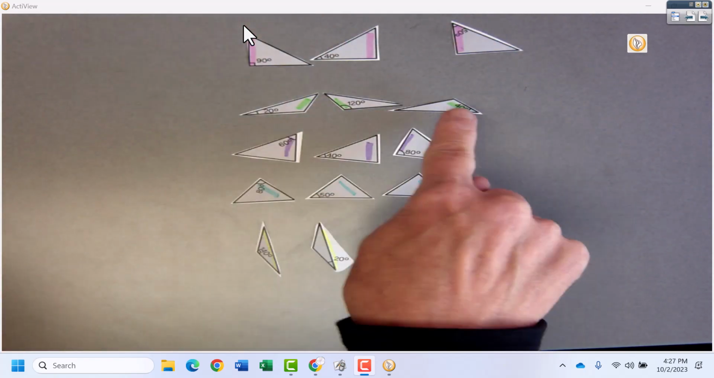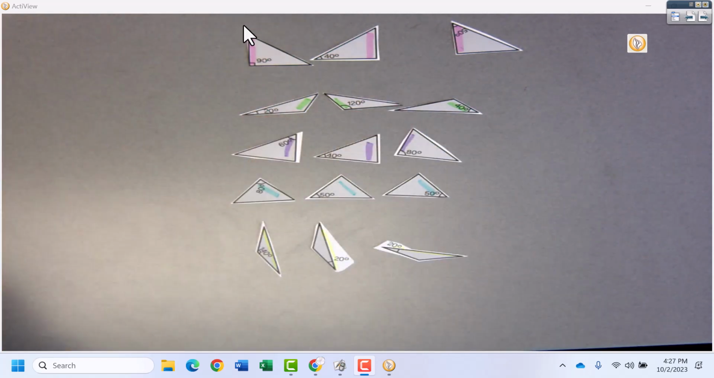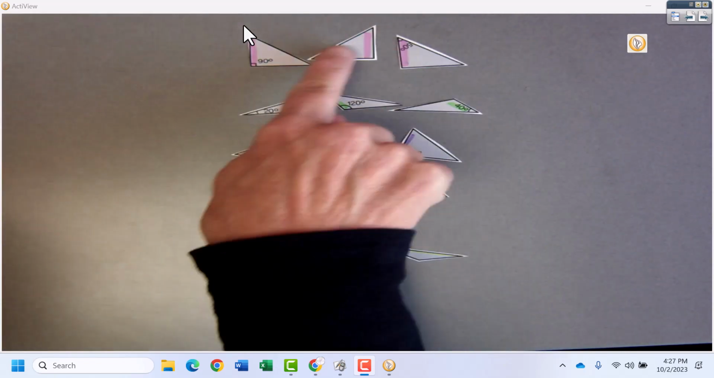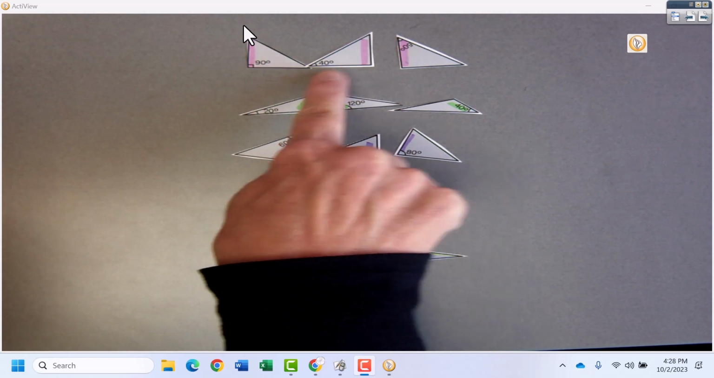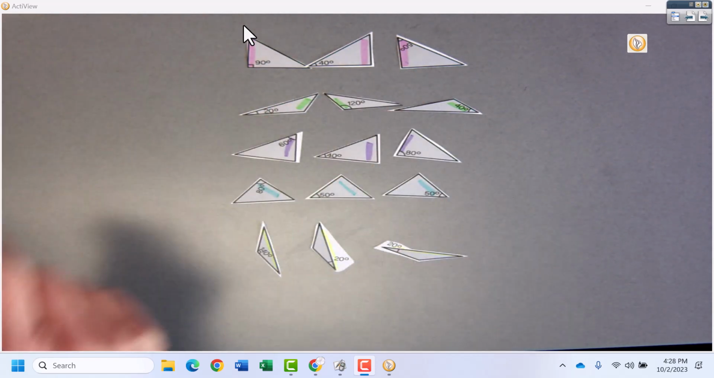Once you found the set of three that were all congruent to each other, one of the three angle measures was given. And once you met up with your partner, you were asked to add up all of those angle measures that you saw. In other words, add up 90 plus 40 plus 50, or 20 plus 120 plus 40.